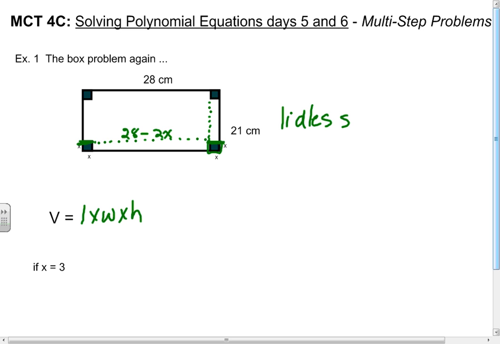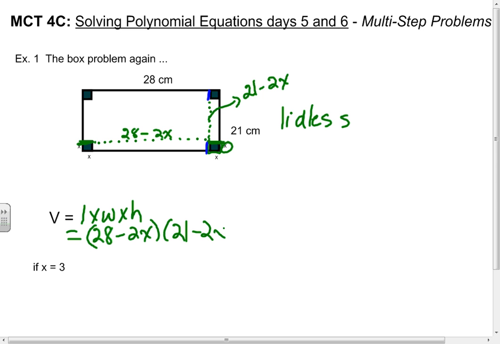The width of this thing used to be 21, but since we've subtracted 2 little bits out, cut 2 little bits out of x and x, then that width is going to be 21 minus 2x. And when you fold the sides up, it's going to have a depth of x for the height. So our volume is going to be 28 minus 2x times the width, which is 21 minus 2x, times the height, which will be x.